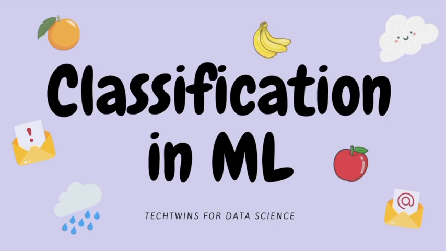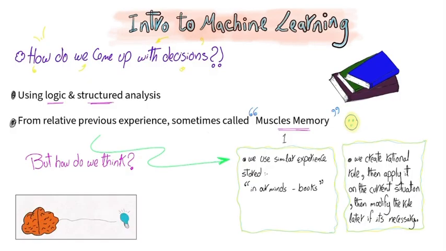Today we're going to talk about classification in machine learning. Intro to machine learning. We need to understand that the main idea of machine learning is to learn from the historical data, and our role as analyst or data scientist is to observe and make sure the model is correct and we have the desired outputs.